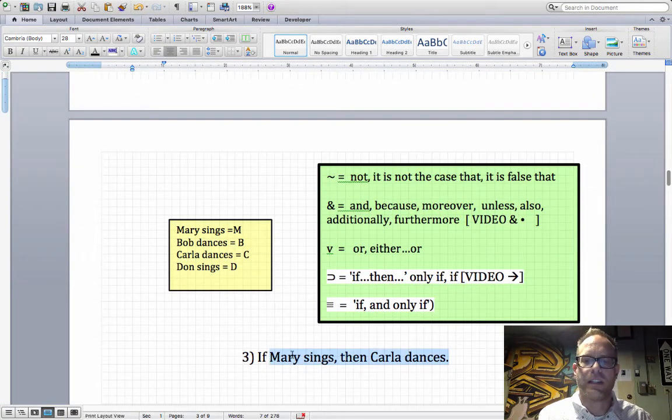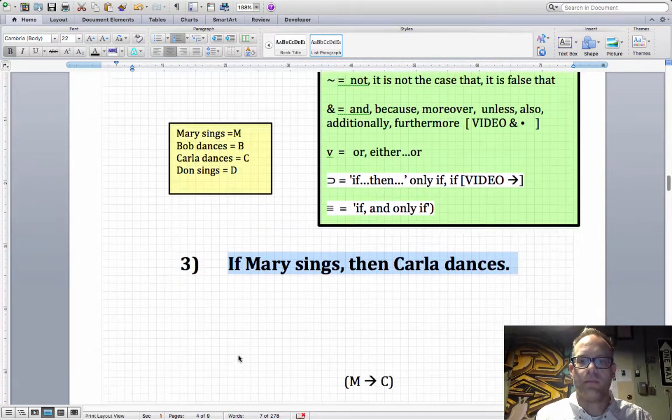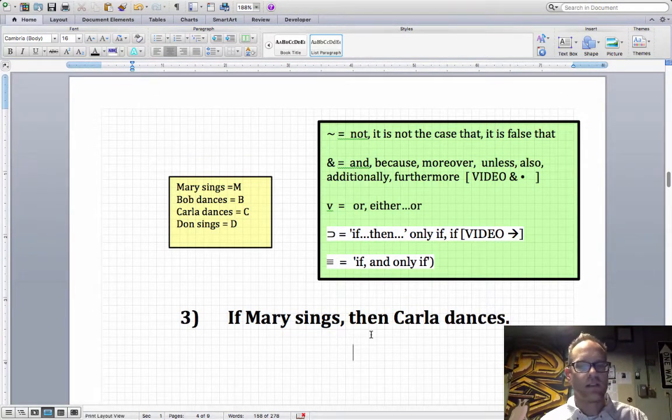I should probably tell you guys to pause, so that you have time to try and figure out the translation on your own. So go ahead and pause if you need to.